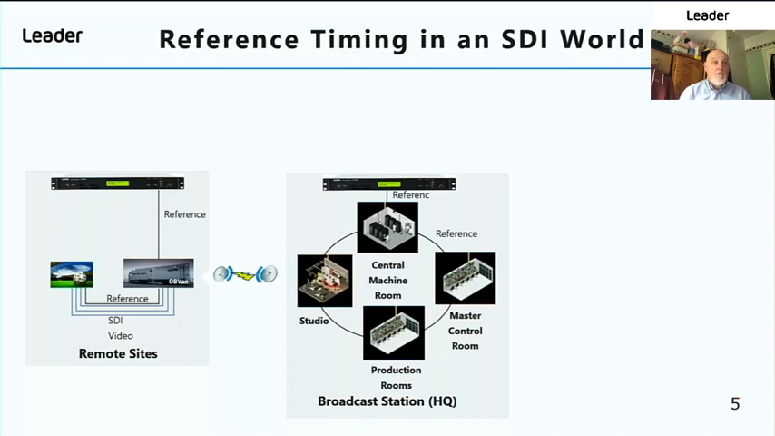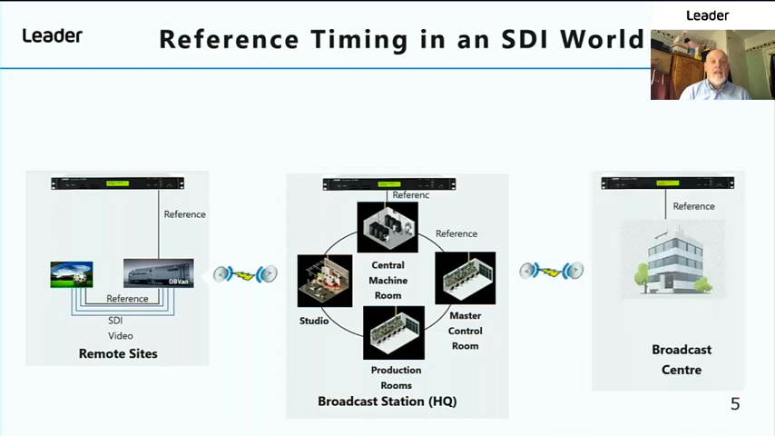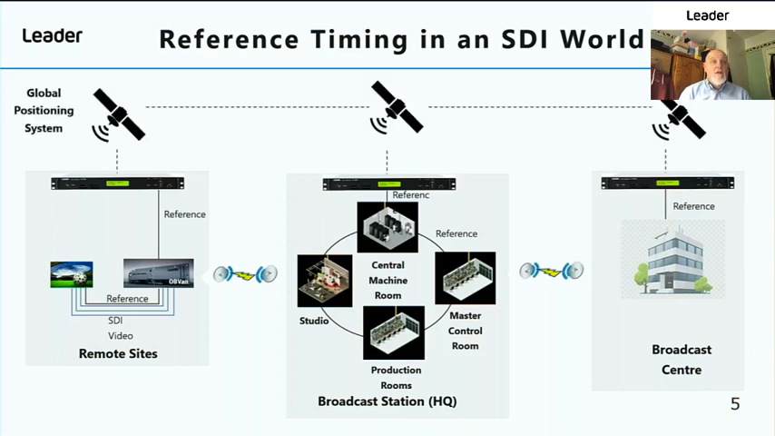This will then go through the central machine room to the master control room before it leaves the building. And again, these will all be connected to a video sync generator reference source. And then finally, we go to the broadcast playout center. And as you can see, all three of these venues have their own reference generator. So if you're working in a live environment where they all need to be synchronized together, then we will use a global positioning system to ensure that they are all accurately timed together.